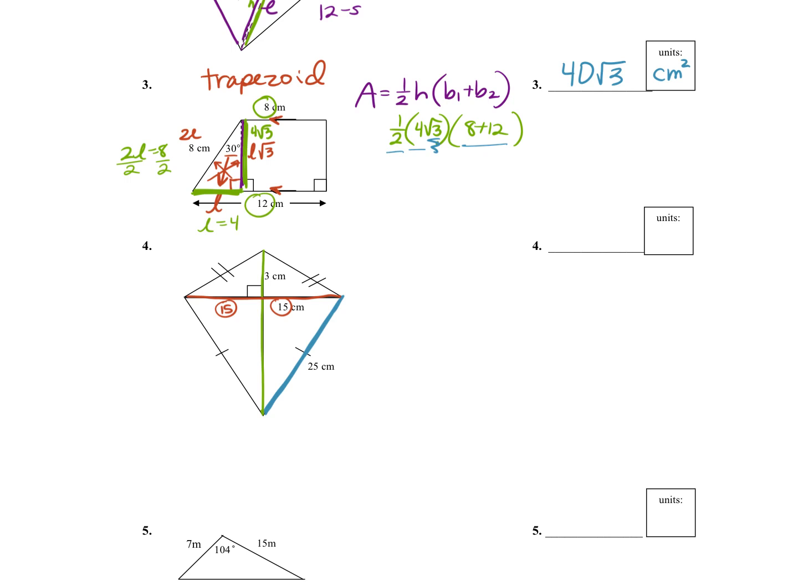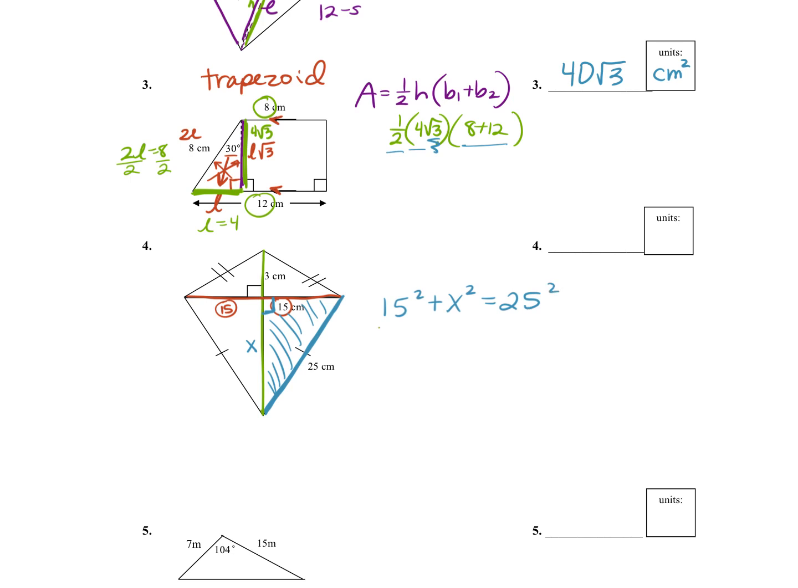Anyone remember how to find that? Tell your neighbor. It is Pythagorean theorem. So I'm going to call this X for now. Okay, if I want to find X, I have this triangle. I'm going to say 15 squared plus X squared equals 25 squared.